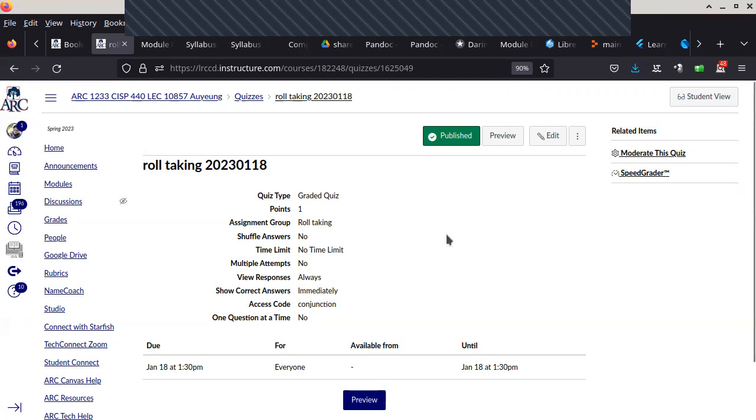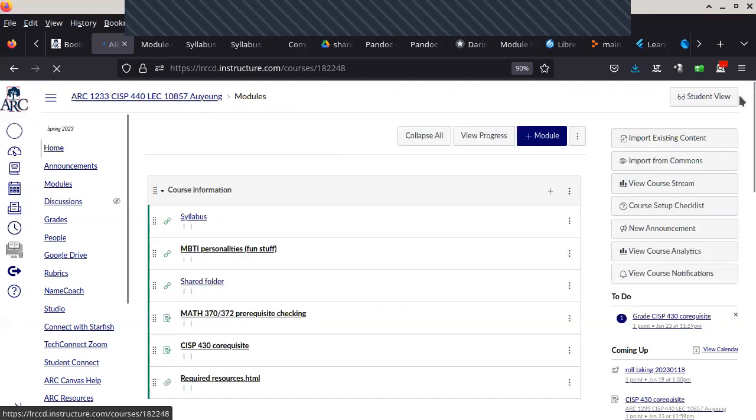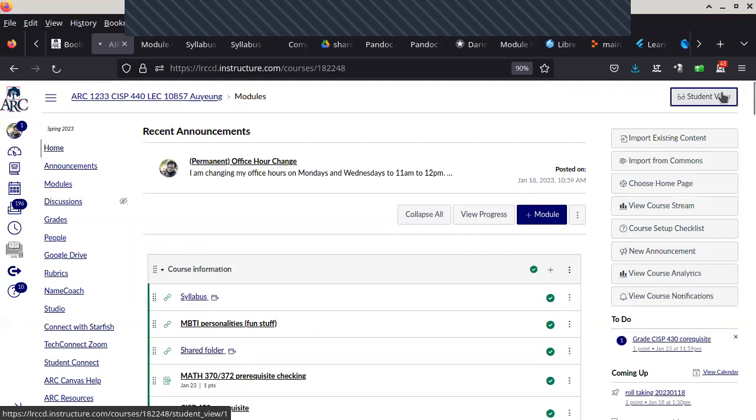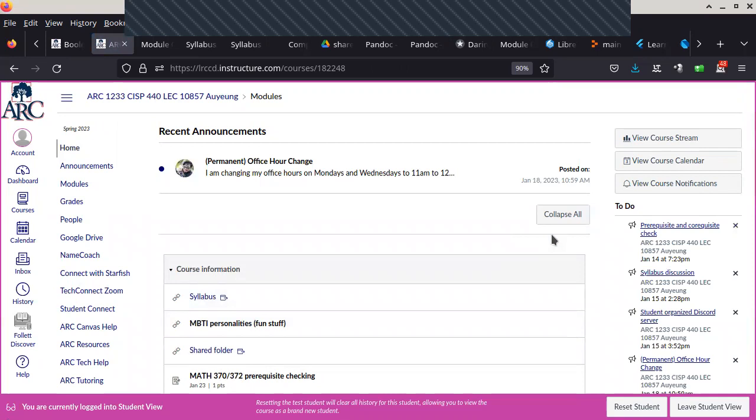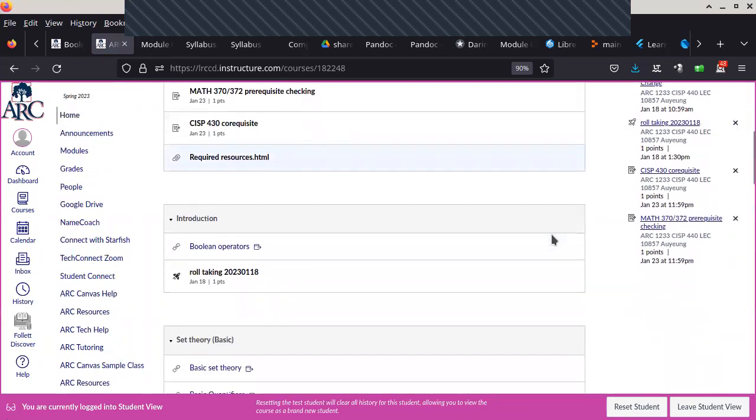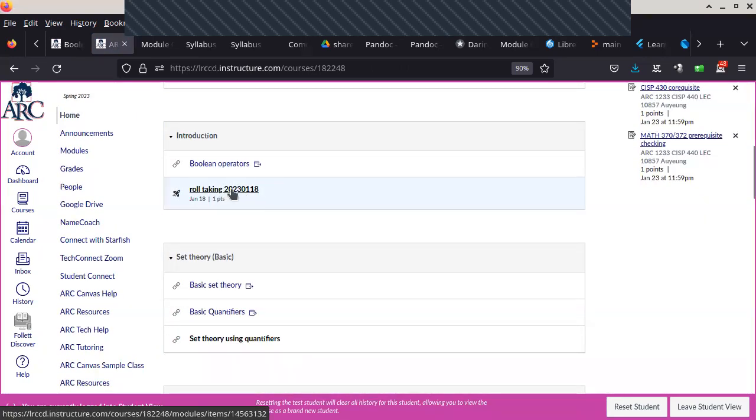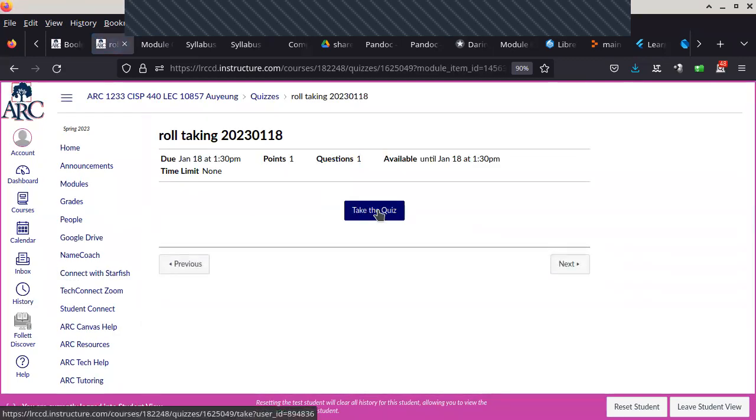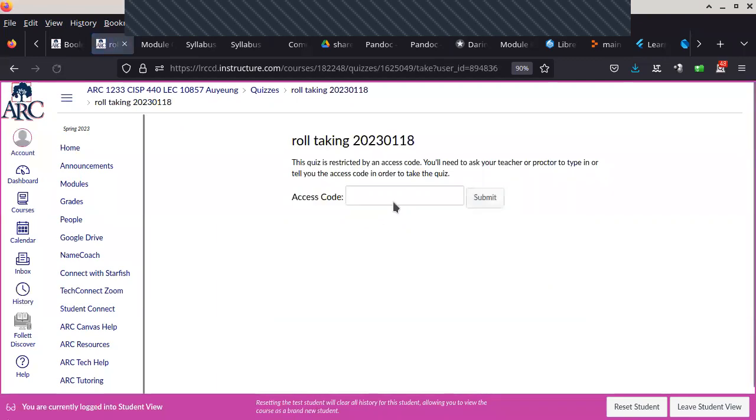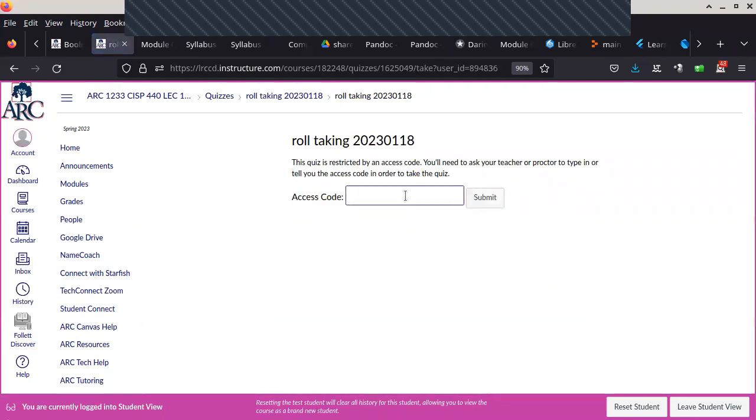Okay, let me show you what it looks like from a student perspective. I can pretend to be a student by using student view. If you are a student, you go into Canvas and scroll down a little bit until you see roll taking, and it usually has a date code of the day. Today is the 18th of January. You click that, and then you say take the quiz, except it's not really a quiz. It's just a really short thing that I want you to do. In here, you just type in the access code, which is conjunction.